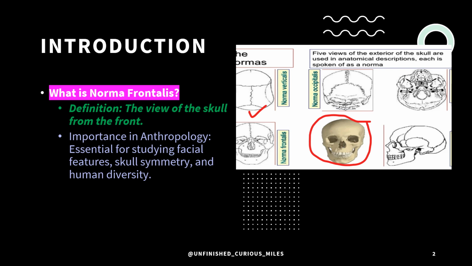So when we talk about Norma Frontalis, what is Norma Frontalis? Norma Frontalis refers to the view of the skull from the front. This gives us the angle to clearly look at the facial bones, including the forehead, as you can see in this picture, which is marked in the red color. We can see the facial bones, forehead, eye orbits, and nose, and last but not the least, mouth.